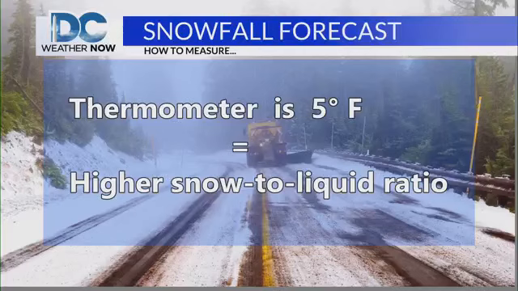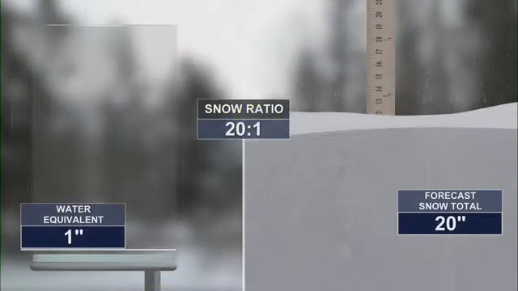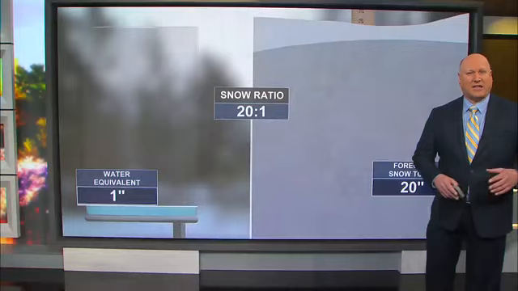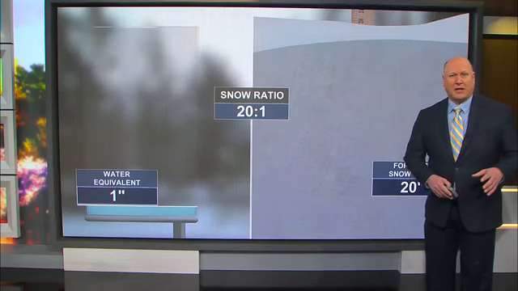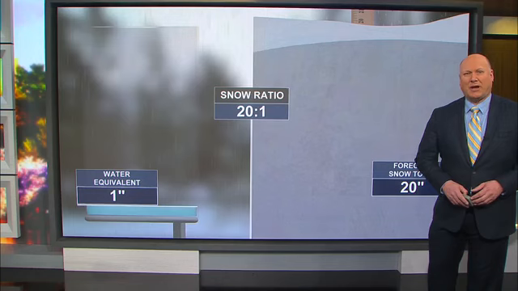For instance, if the temperature is 5 degrees, the colder thermometer reading will give us a higher snow to liquid ratio, say around 20 to 1. And then we examine the liquid forecast and say that it is for 1 inch. We then multiply that 1 inch by 20 to get 20 inches of snow.